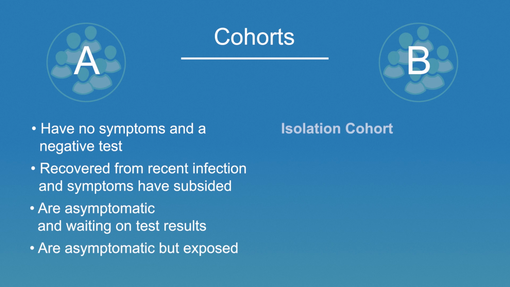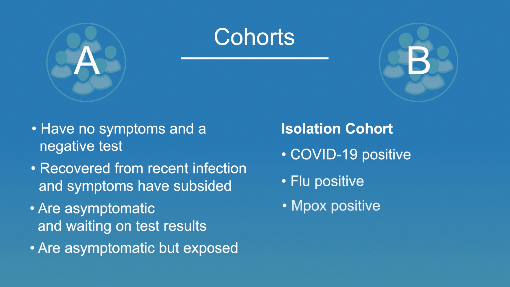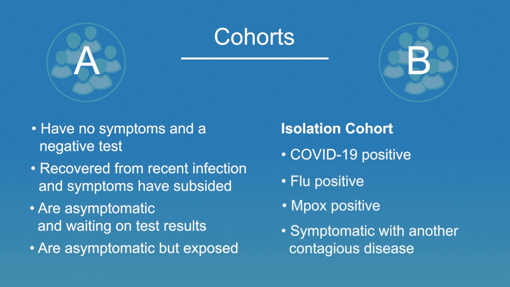Cohort B is the isolation cohort and includes residents who are COVID-19 positive, flu positive, or Mpox positive, and those who are symptomatic with another contagious disease. COVID-19 positive individuals can isolate together, those with flu can isolate together, and people with Mpox can isolate together, but they should not isolate in the same cohort.